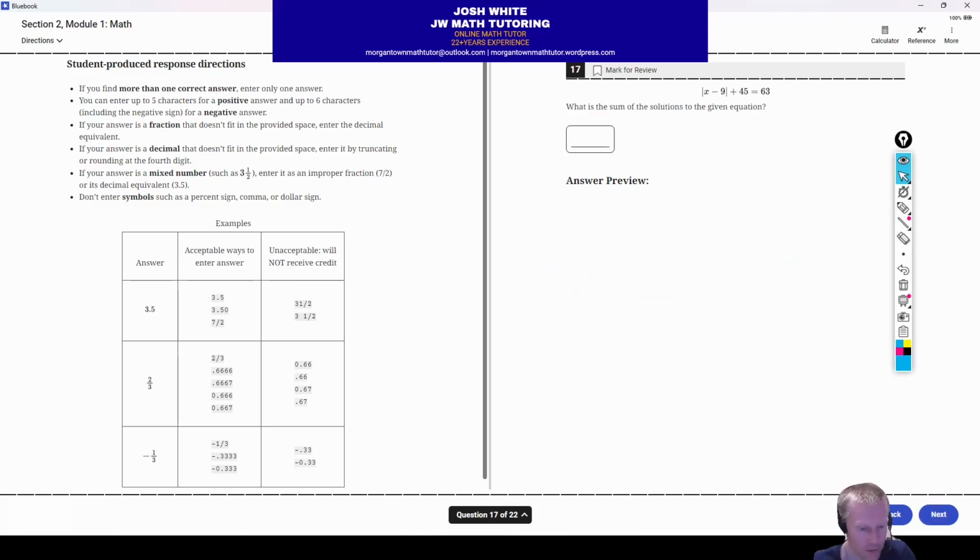All right, next up we have an absolute value equation. So they want the sum of the solutions. So you can solve this one by hand, but I'll also show you how to do it in Desmos. First thing I would do is isolate the absolute value expression. So I would subtract 45 on both sides. Then you're going to get two equations. X minus 9 equals 18. X minus 9 equals negative 18.